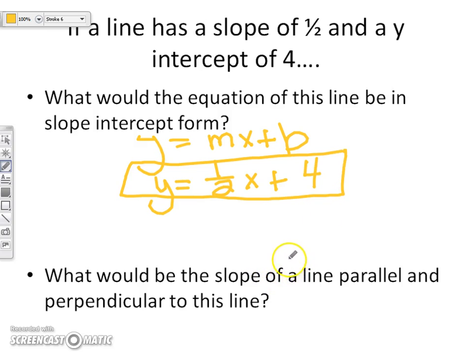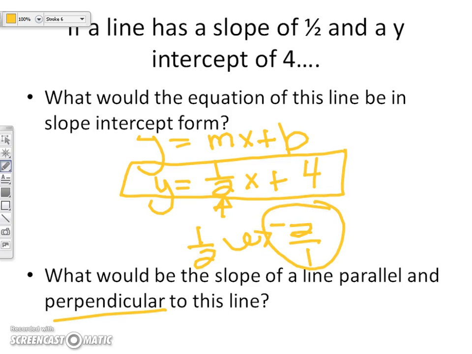The slope of a line parallel to it, remember, if they are parallel, they will have exactly the same slope. Any line with a slope of 1/2 will be parallel to this line. Perpendicular, you take the slope, you flip it over, and you change the sign. So the slope of a perpendicular line would be -2.